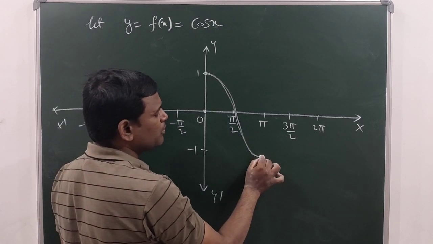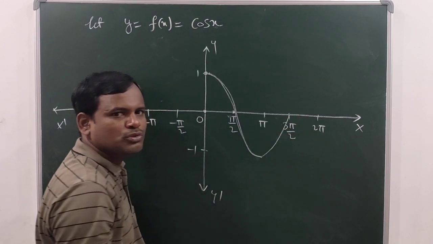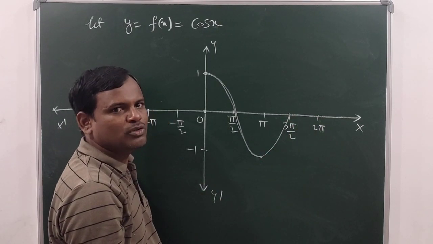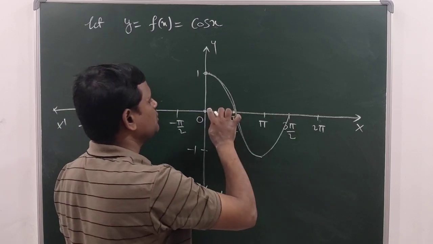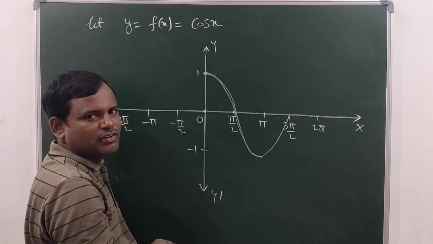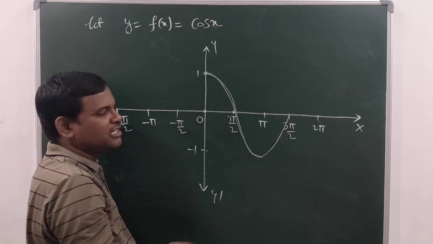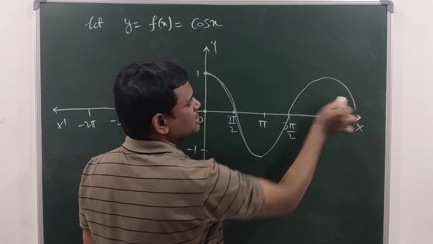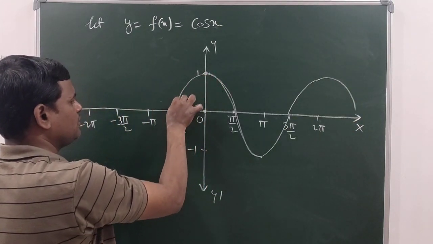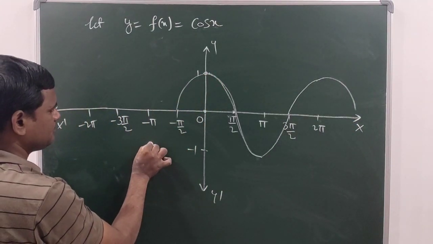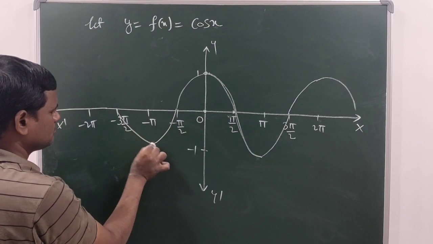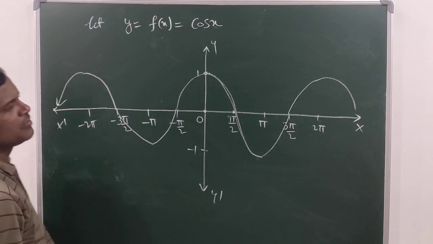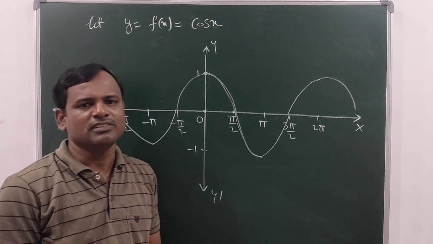Similarly from pi to 270 you get it like this. For 270 to 360, in the fourth quadrant, the range will be positive. Positive means you get it above the x-axis, negative means you get it below the x-axis. Here it will go like this, and on the left side you get it like this. This is the graph of cos x.